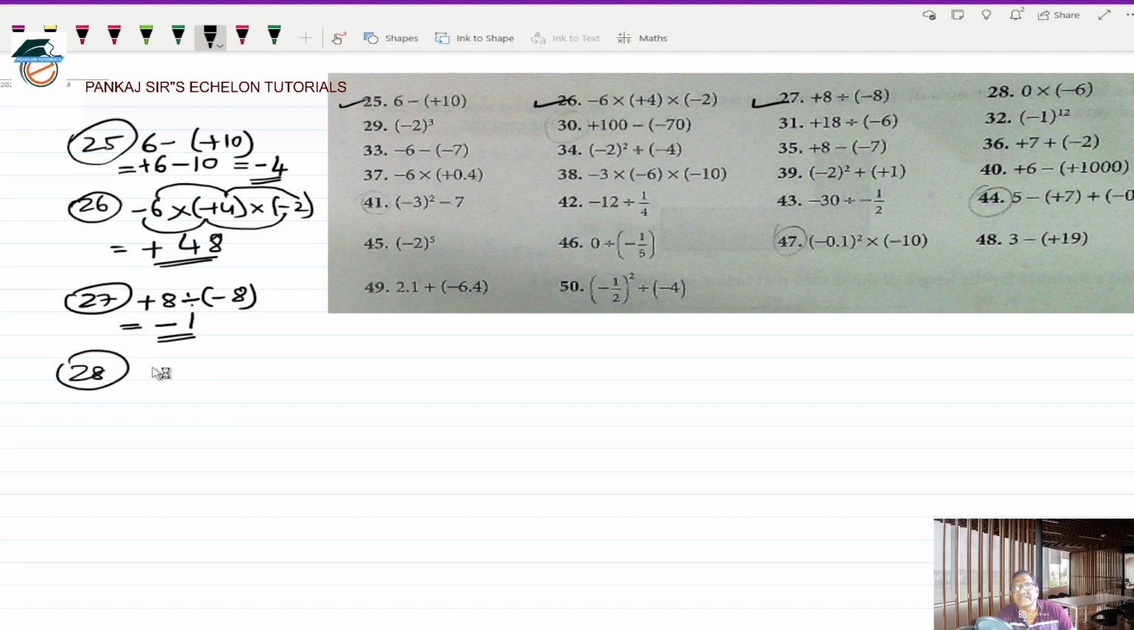Now 28. 28 is 0 multiplied by minus 6. Now remember, certain things in mathematics should be on your fingertips. 0 multiplied by any number, whether it's positive, negative, a fraction, or a decimal, will always give you the answer 0. Is that clear? That's the answer for 28.